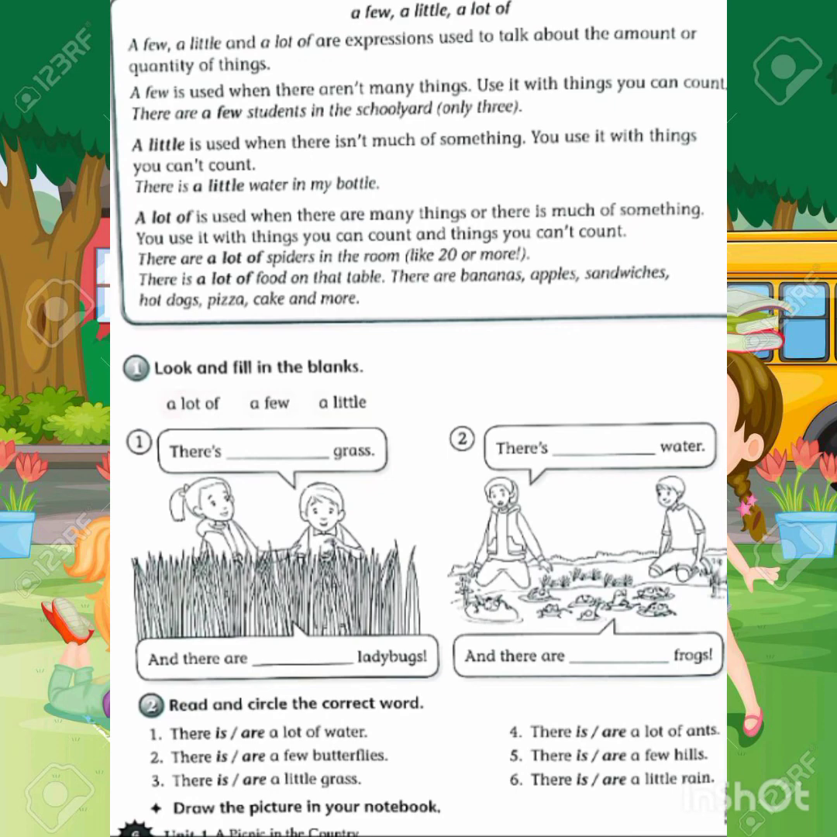Okay? You are going to draw the picture with this description. Okay? With the description you read in every sentence. So, the first sentence says, there is a lot of water. That means that you have to draw a lot of water in the picture. The second sentence says, there are a few butterflies. That means that you have to draw few butterflies.